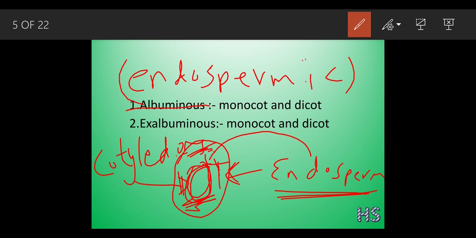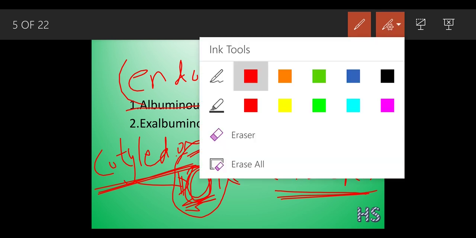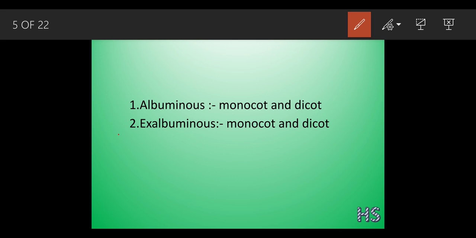The cotyledon is a place where they can store up the food, and endosperm means providing the nourishments. Like when we eat food, where does it get stored? Inside our stomach. So the cotyledon is like your stomach, and the endosperm is like the food we eat. This was about the albuminous part. In exalbuminous, ex means without, and albuminous we have studied as nourishment. Basically, exalbuminous means non-endospermic.